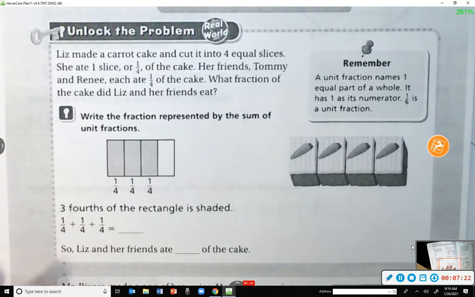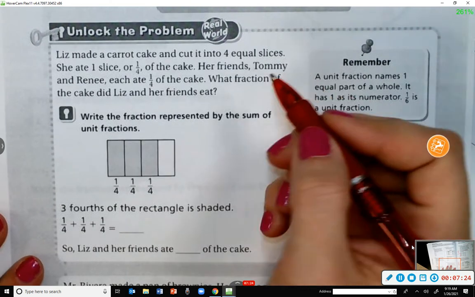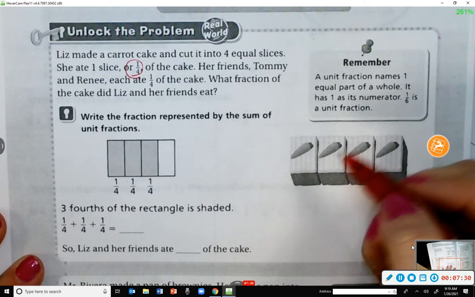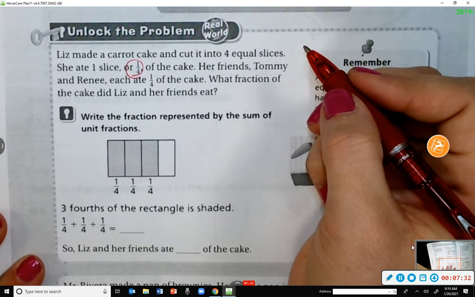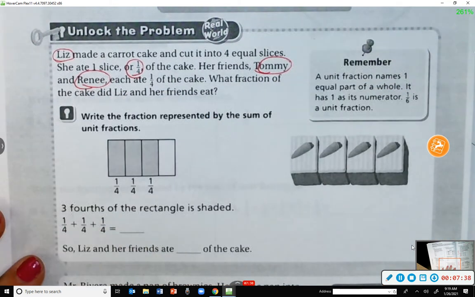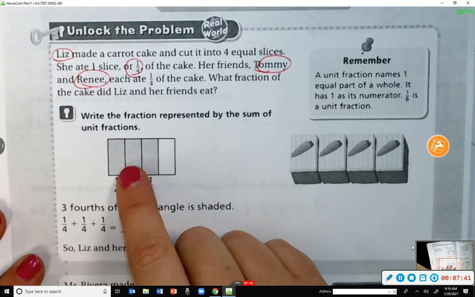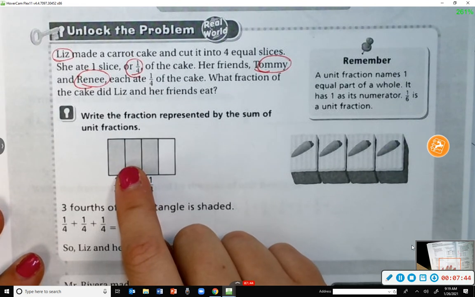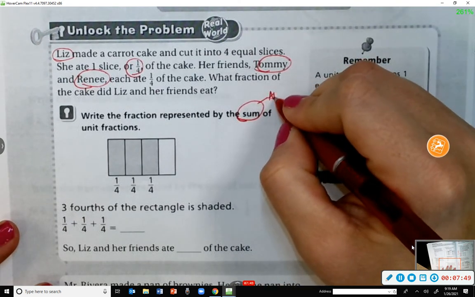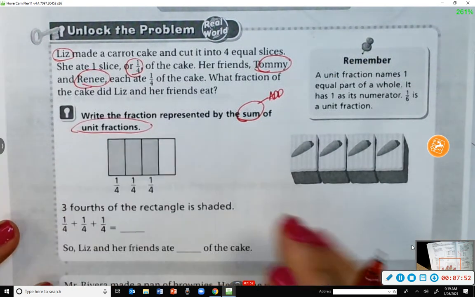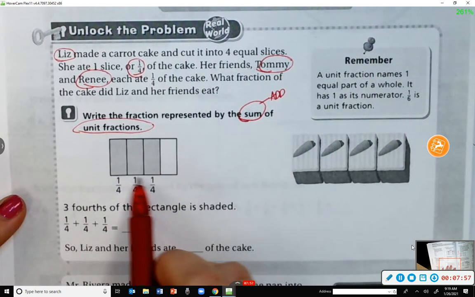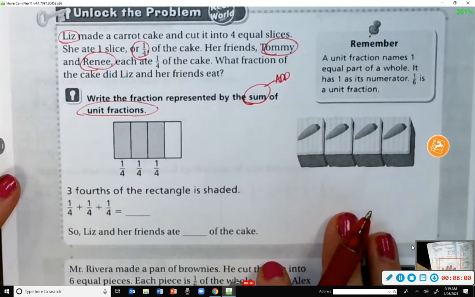Okay. So we're having to take 1/4 for each of her friends. Okay? So her friends Tommy and Renee. So that's 3 people, right? We have Liz, Tommy, Renee. They're each eating 1/4. So everybody see the model right here. We're going to find the sum of unit fractions. So sum we know means to what? Add. And unit fraction we just learned is a fraction with 1 on the top. Okay? So they've drawn a picture with 4 parts and 3 of them shaded.